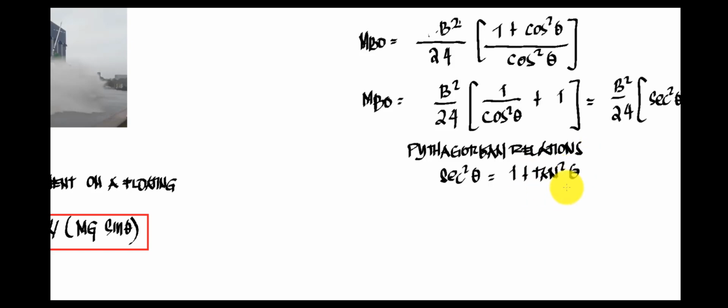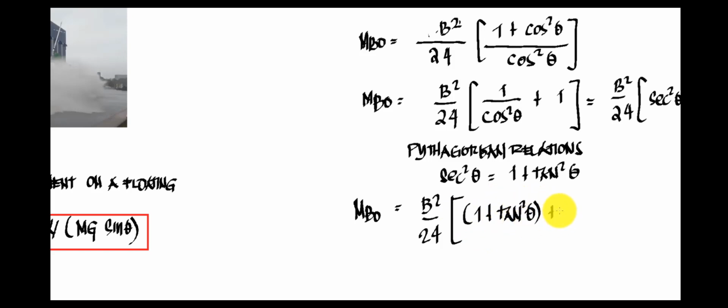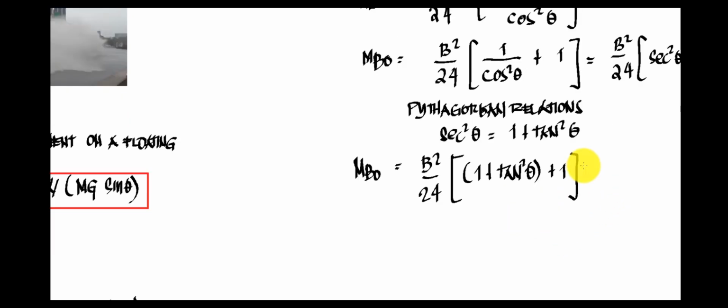Then substituting this value into the equation, M b sub o will become b squared times 24. Substituting the value of secant squared theta, we have 1 plus tangent squared theta, then plus 1. So this will become the same value, and we're going to add that one. Let's try to factor this one. We can write b squared over 12, times 2. So they are the same.